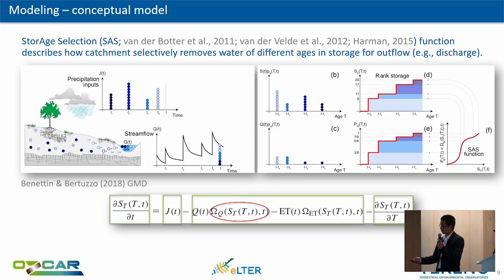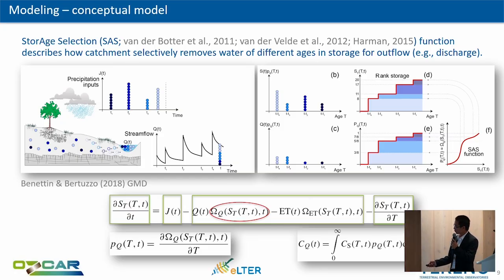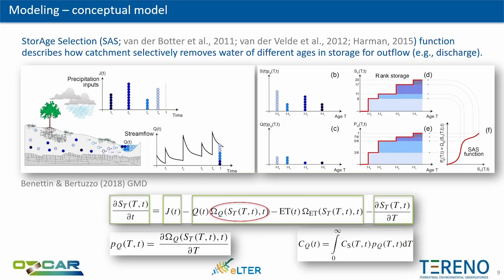Once we assume the functional form of the SAS function, we can derive the transit time distribution of discharge. And based on the tracer signal in the input and the transit time distribution of discharge here, we can derive the tracer concentration in the outflow.